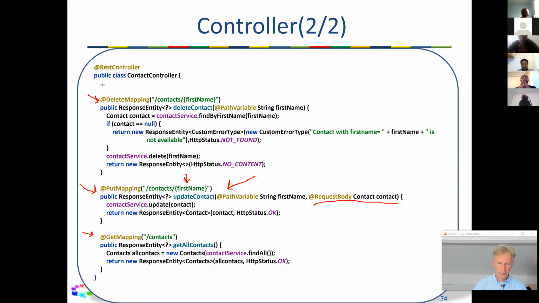Well, delete mapping is basically delete the contact with this key. So what do I do? I first find the contact with that key. If it is not available, then I return a ResponseEntity saying contact with that first name is not available. HTTP status is not found. If I do find it, I delete it. And I return an empty response. I say HTTP status is no content. I don't return anything.